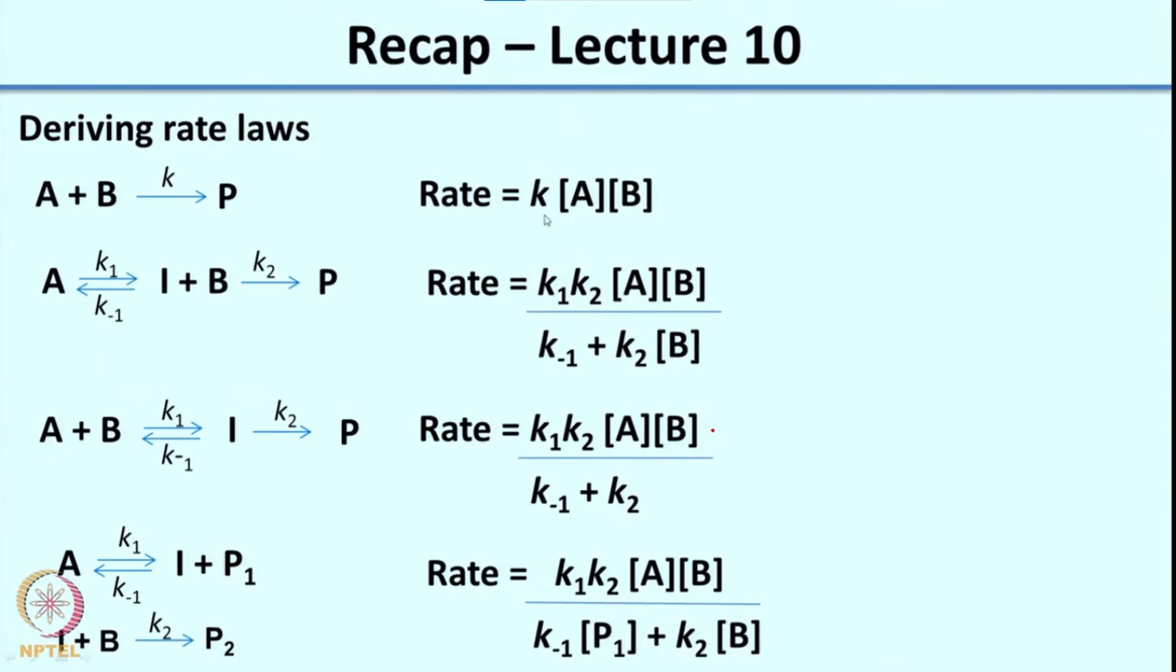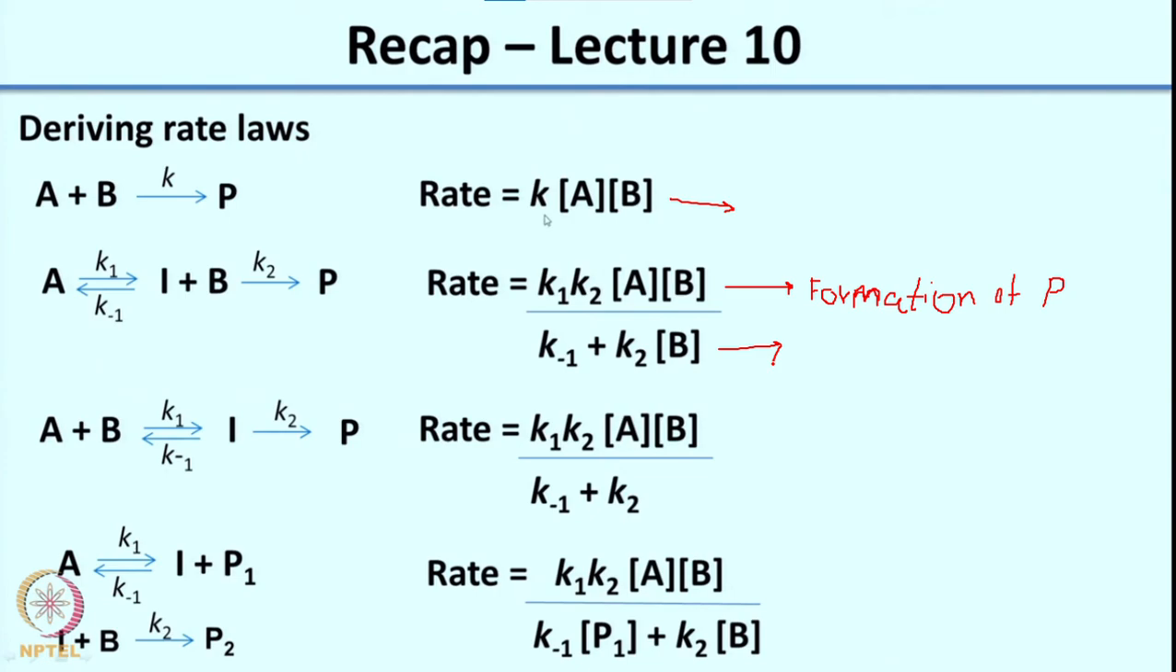Now we have covered all these types of reactions, and what we observe is that in all these types of reactions, the numerator is showing the formation of product, and the denominator is showing the consumption of intermediate, or we can say it's the reverse case, consumption of substrate, right?